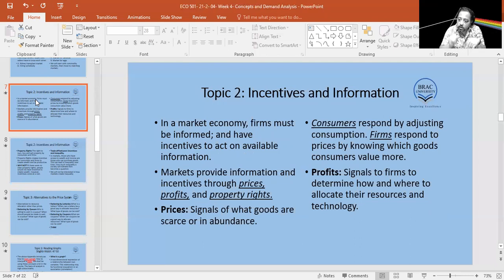Consumers are willing to adjust their consumption accordingly. Firms are then willing to respond by knowing which goods consumers value more, the price being higher at that particular point of time. Profit signals to firms to determine how and where to allocate their resources and technology.